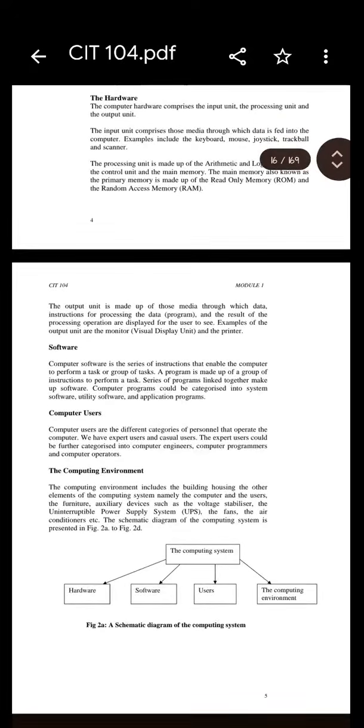This is under the computer system, the software. Now, the computer software is the series of instructions that enable the computer to perform a task or a group of tasks. We already know what the software is now. A series of instructions that help the computer to process a task.